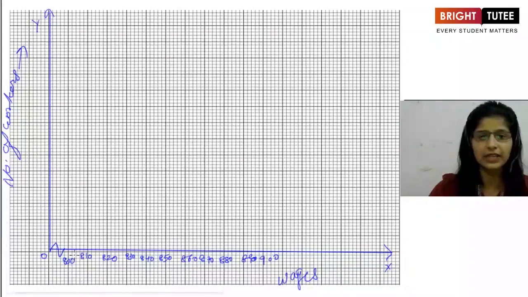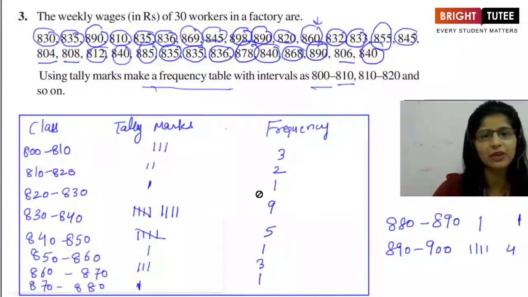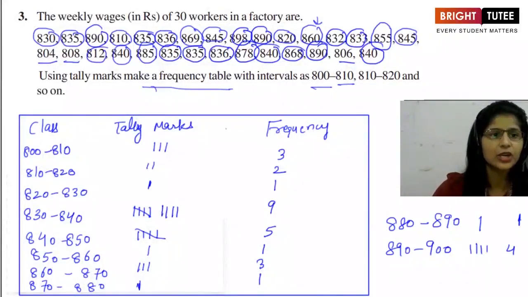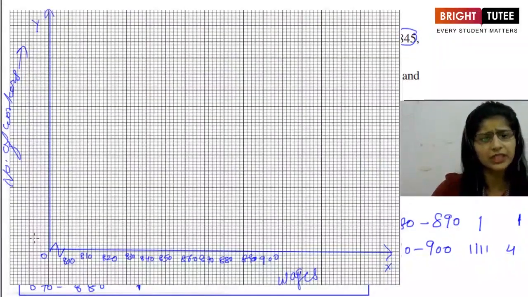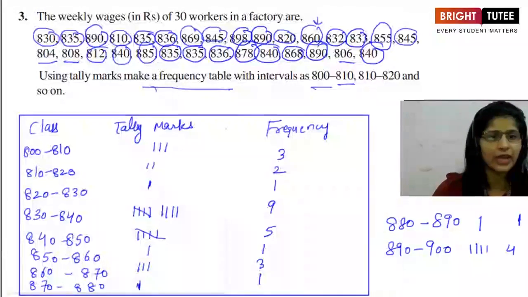So the first one that we see is 800 to 810, and here we will be showing number of workers, and if we see our answer, the maximum number of workers was 8 in one category. So we will take up to 10. So let us take 1, 2, 3, 4, 5, 6, 7, 8, then 9 will be here, and this is 10. Clear? So from 800 to 810, how many do we have?